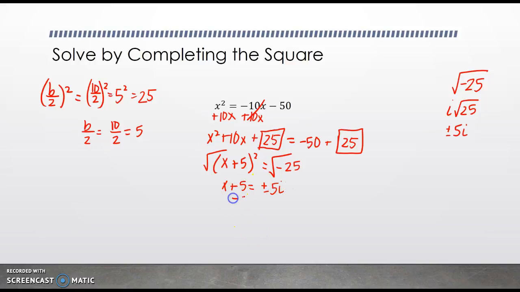Then to get x by itself, I'm just going to subtract 5. So I get x equals, again, I'm going to take my number that's not plus or minus and put that first, so my negative 5, then my plus or minus 5i. And that's as far as I can go for this one.